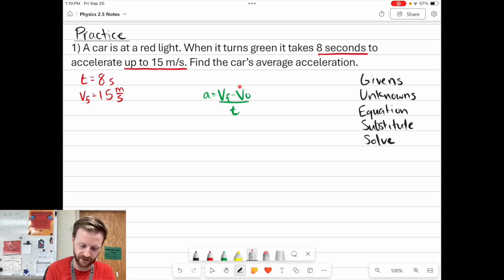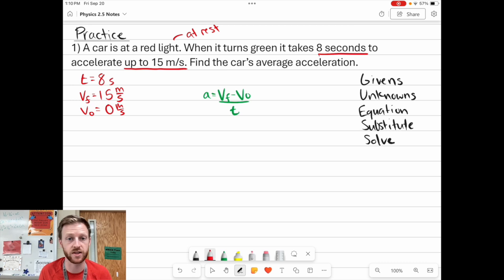And here, the context clue is that the car is at a red light. And if you've ever been in a car, you know that a red light means stopped. So that would tell me that my initial velocity is 0 meters per second. Another term you might hear is this term at rest. It means that I'm at 0, whether I start at rest or I go to a rest. Now, we've done the givens. Great job. Now I have to identify my unknown, which is to find the car's average acceleration.